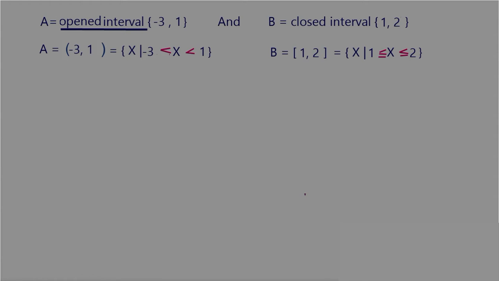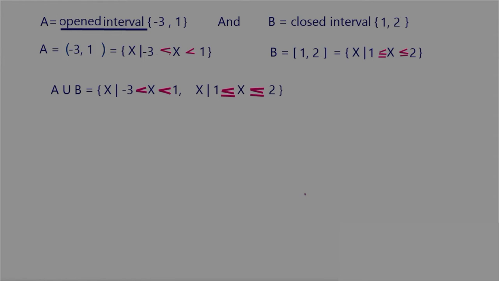For this example, set A represents a set with an open interval. These less than signs are used to represent open intervals. Set B is a closed interval. We again need to place the two sets between brackets.